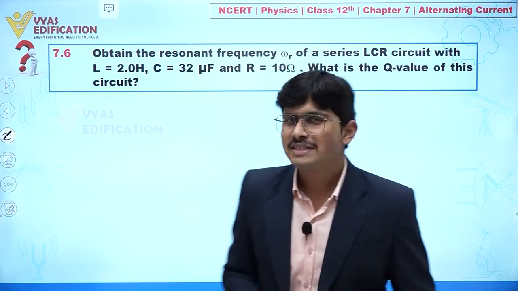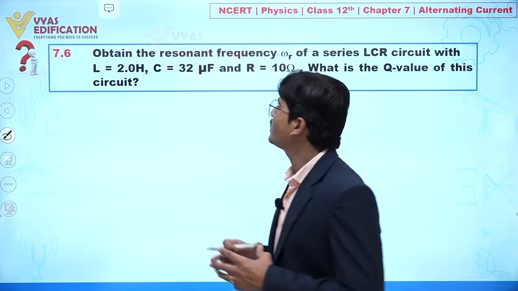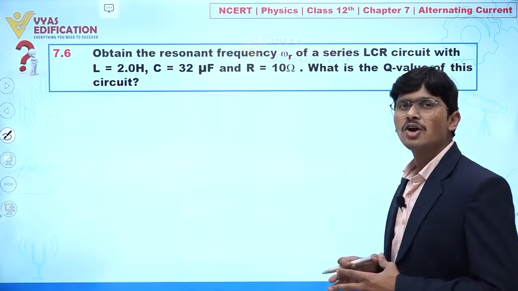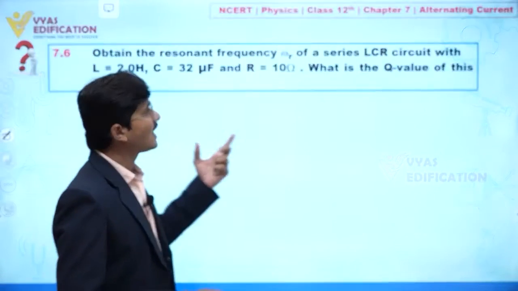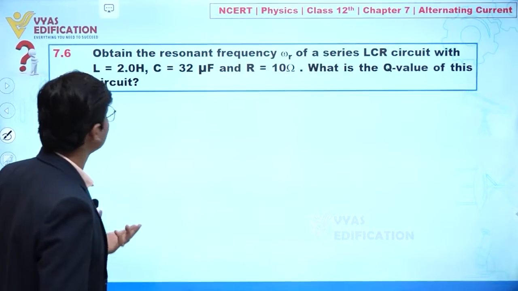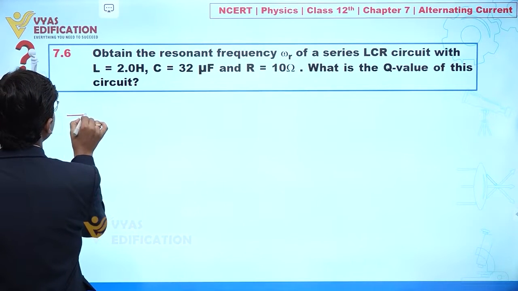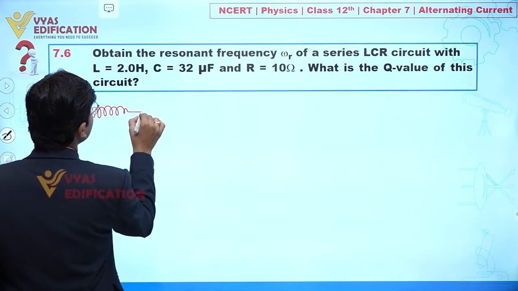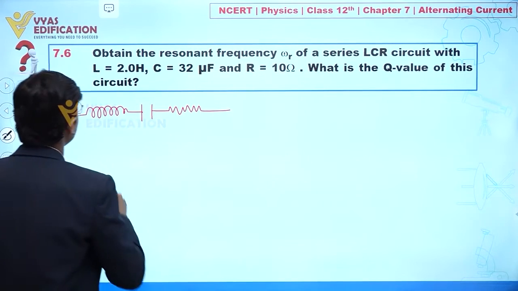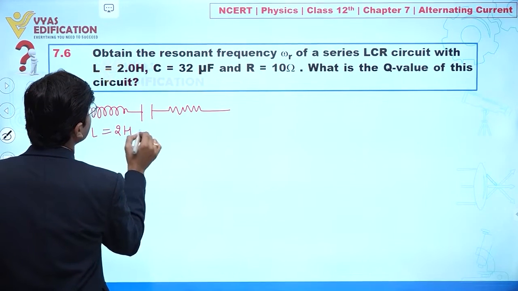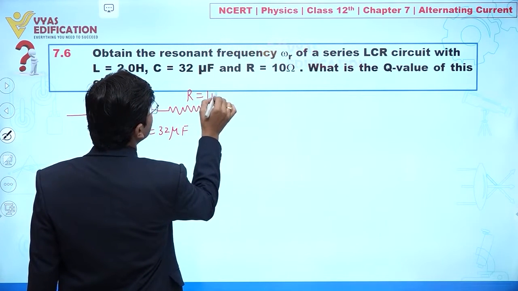Now students, we are going to discuss question number 7.6, and in this question it is given: obtain the resonant frequency omega r of a series LCR circuit. It is given L value, C value and R value. Now what is the Q value of this circuit? First of all let's draw this series LCR circuit. Let's suppose this is inductor L, here we have capacitor, and here we have resistance R. Values are also given: L is 2 Henry, C equal to 32 microfarad, and the value of R is 10 ohm.